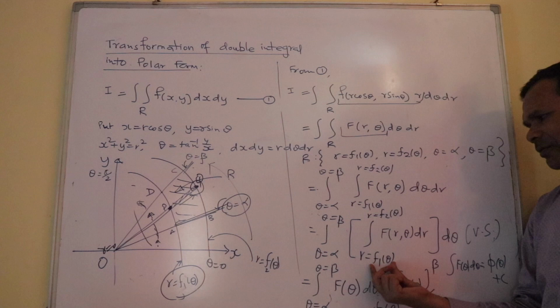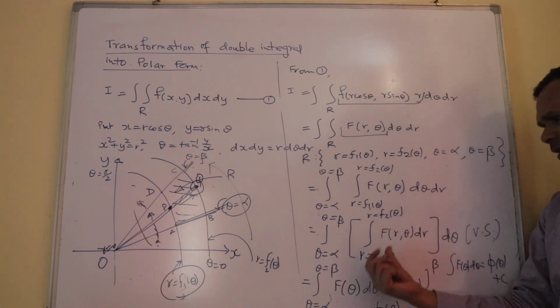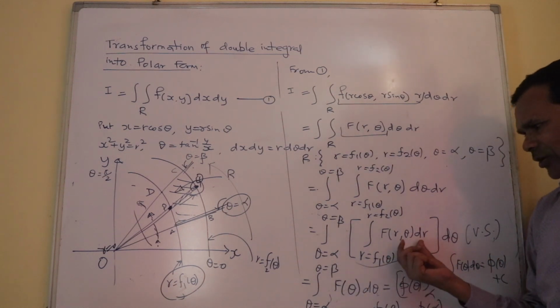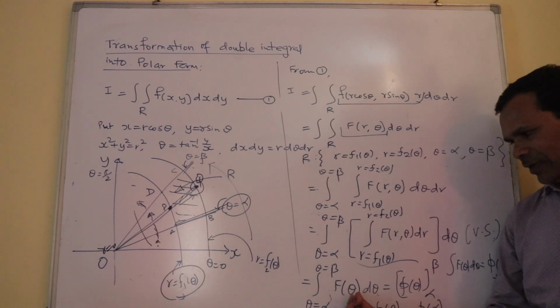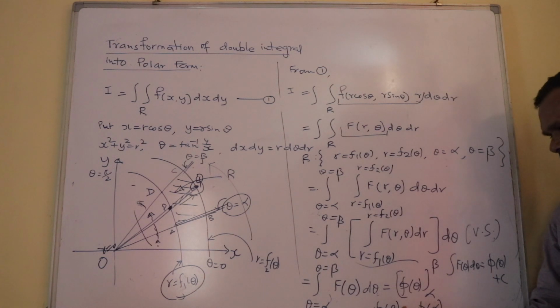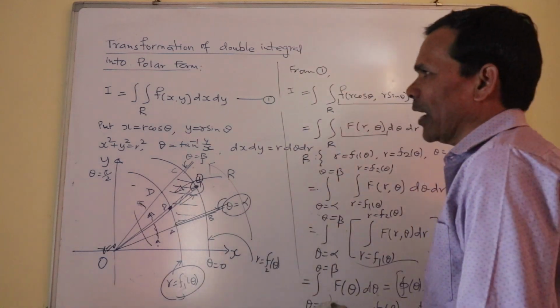So if it is there, then we always integrate with respect to r, keeping theta as a constant, and then with respect to theta. Because if you try to integrate this, theta is constant, so you are getting a function of theta, and this is to be integrated with respect to theta. If you take the primitive of f of theta to be phi of theta, you get phi of beta minus phi of alpha as the value. This is the procedure to transform this Cartesian double integral into a polar double integral.